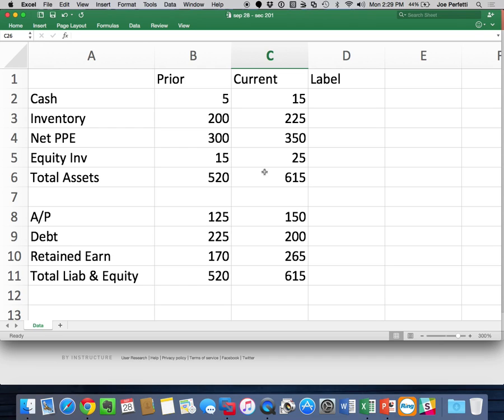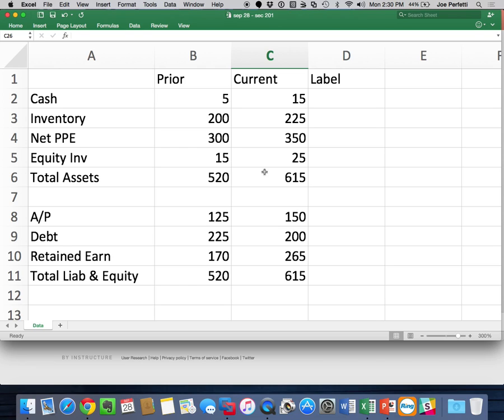So the way the labeling works, again, going back to the mnemonics, if it's operating, it's a 1. If it's non-operating, it's a 2. If it's interest-bearing debt, it's 3. And if it's equity, it's 4. Okay? So let's start out with cash. 1, 2, 3, or 4. Listening for a number? Okay.